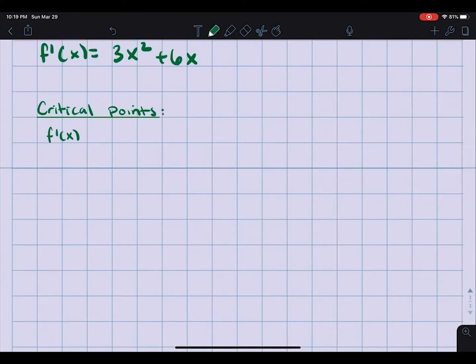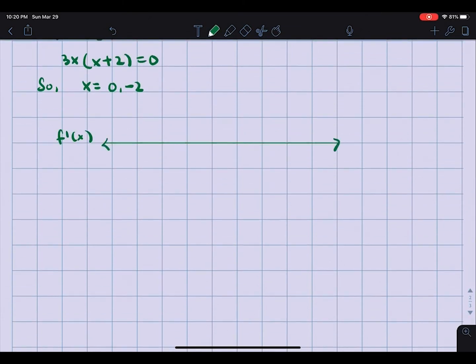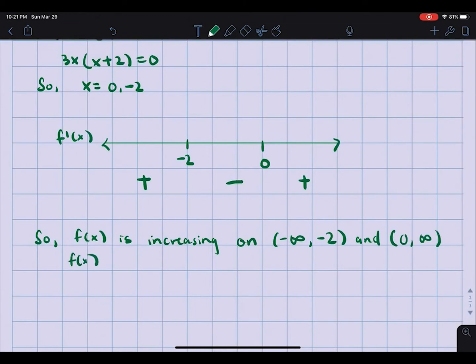We will now find the critical points of f. We do it by first looking at when f prime is equal to 0, and second, when f prime doesn't exist. Since f is a polynomial, we know that f prime will always exist, so we really only have to do the first step, but we show both for the sake of completion. Next, we will find where f is increasing and decreasing by finding where f prime is positive and negative. I will save everyone time here by skipping the chart and just writing down the result.